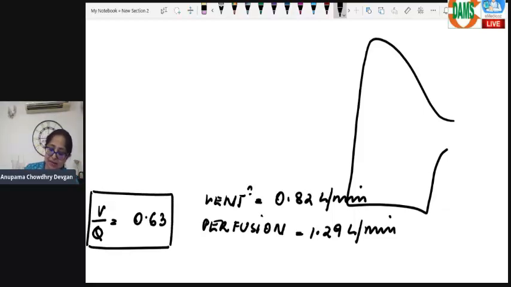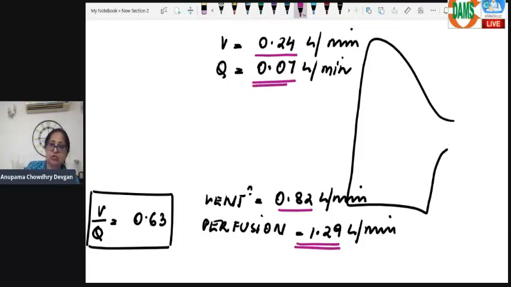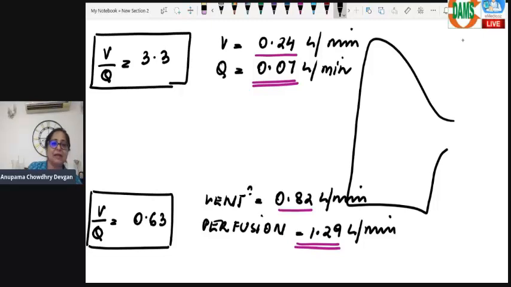As you go towards the apex, the ventilation reduces from 0.82 to 0.24 liters per minute. Perfusion reduces from 1.29 to 0.07 liters per minute, a much larger decrease in perfusion. So what will happen to the VQ ratio? The VQ ratio at the apex is 3.3.